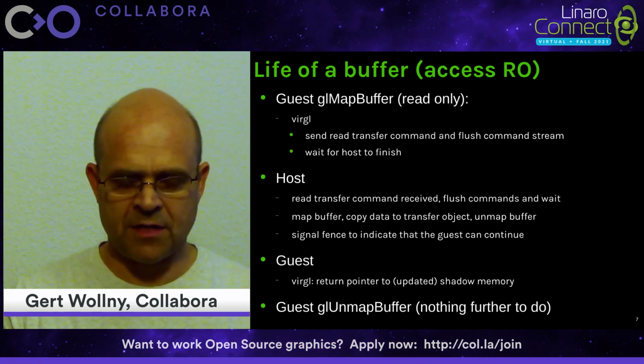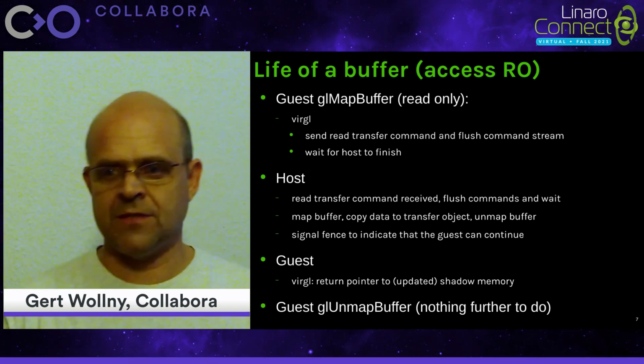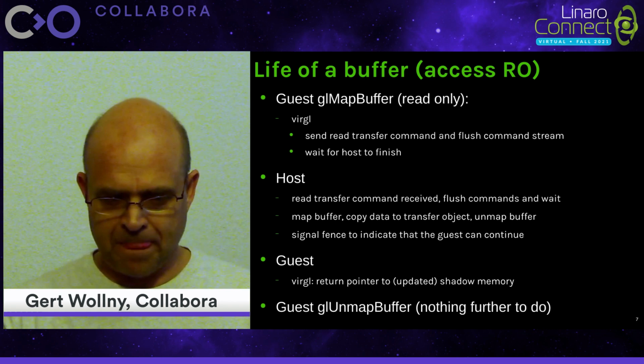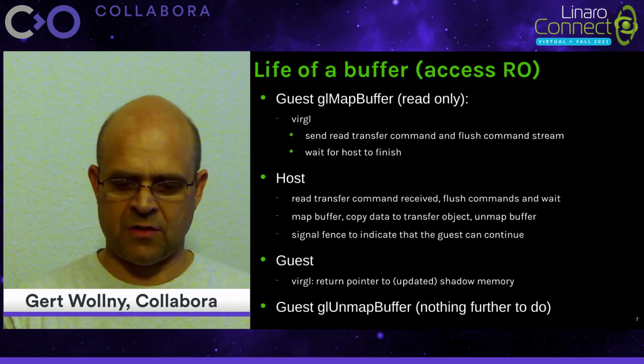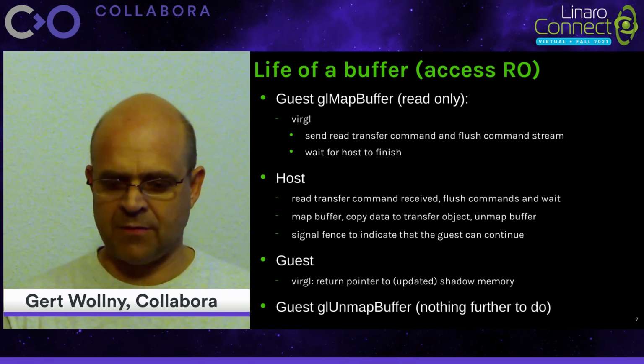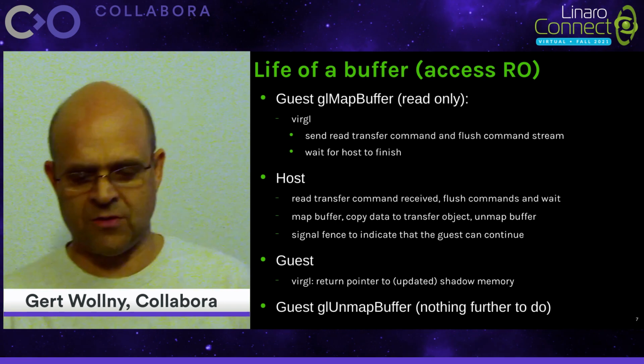The host receives the transfer command, it flushes the commands on the host side, and then it waits for the OpenGL implementation to finish. And when this is done, it maps the buffer, it copies the data onto the transfer object from the buffer, and then it unmaps the buffer again. And then it signals the guest that the guest can continue.